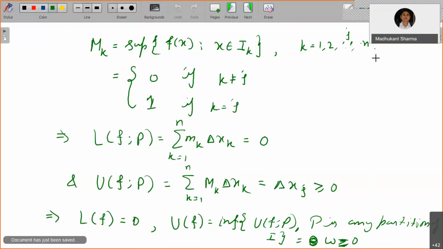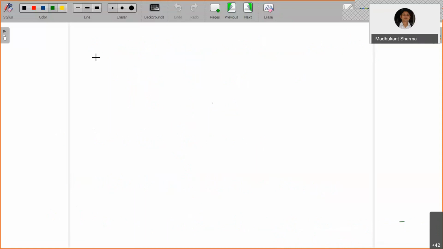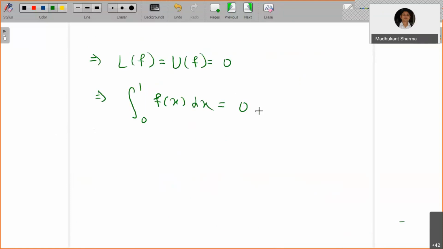Right. So this certainly tells you that L(f) is equal to U(f), and that is equal to 0. And this certainly tells you that the integration from 0 to 1 of the given function f(x) dx is equal to that same value. A single point function does not have any area, right? So you can also verify this.